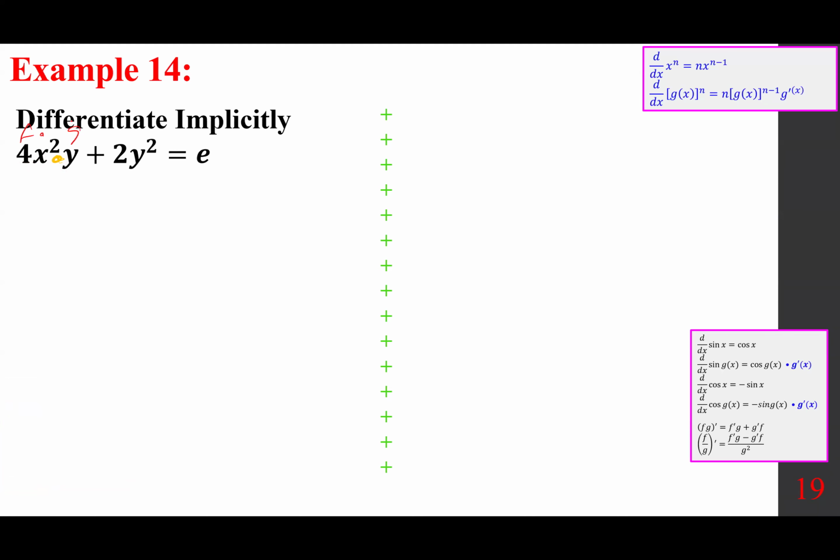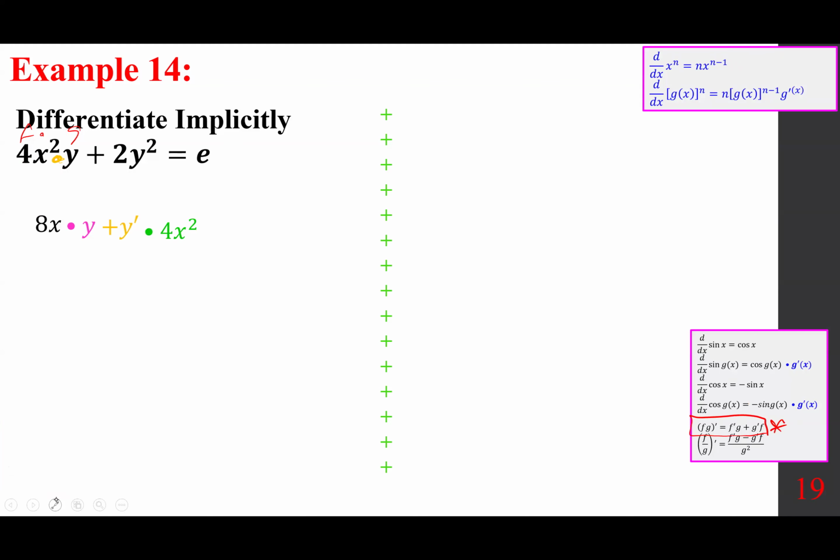F prime is 8x times g is y plus g prime is y prime or dy dx. So this is times y. Okay, so if I'm looking at f prime g, I'm looking at this one, the product level. So f prime 8x times g, y, plus g prime, which is y prime or dy dx, times 4x squared.